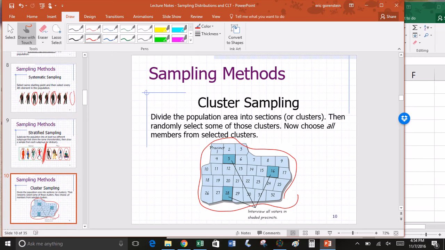So you could, let's say this is the state. It's broken up into counties. You could take every 7th county. So like you would take number 7, number 14, number 21, and number 28. Okay, so that would be a method in which we're combining cluster sampling with systematic sampling.